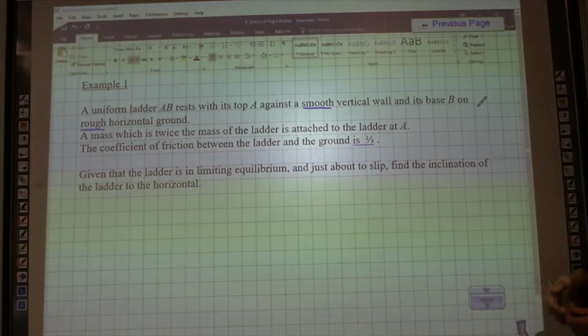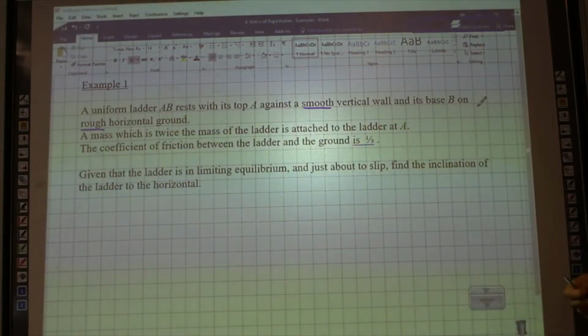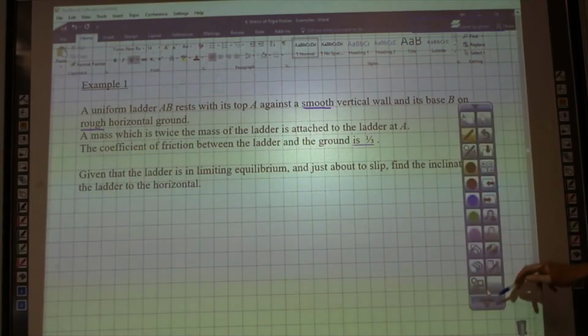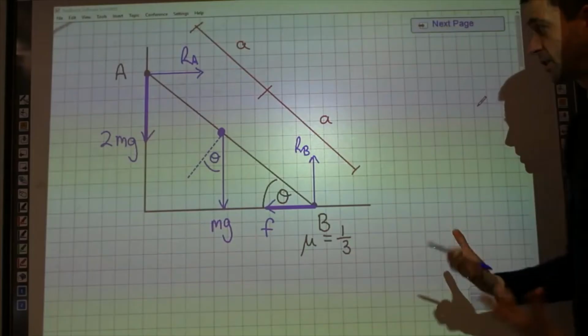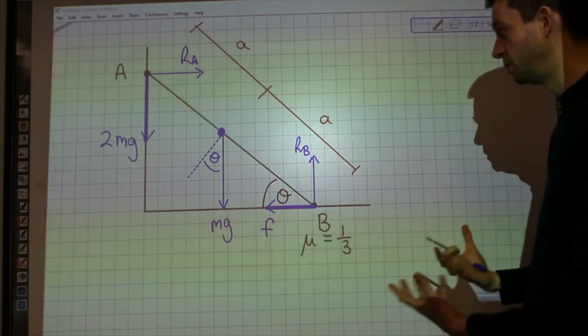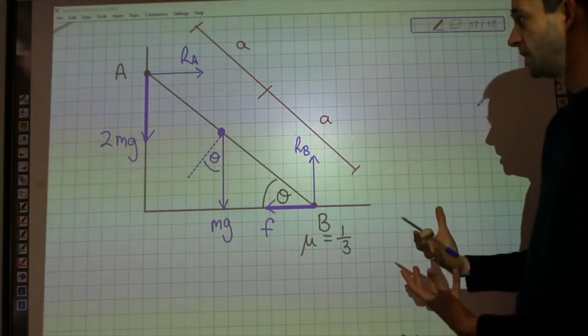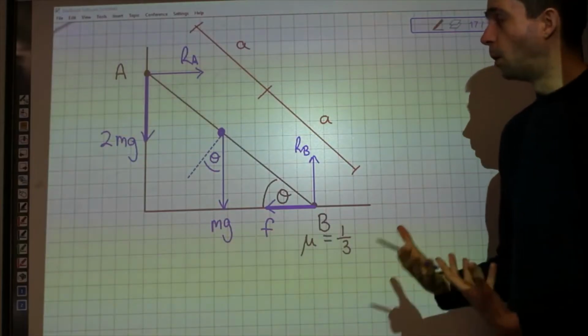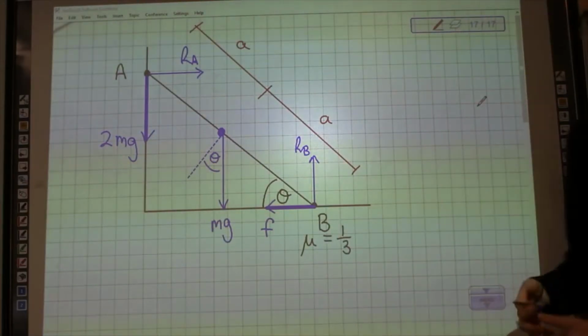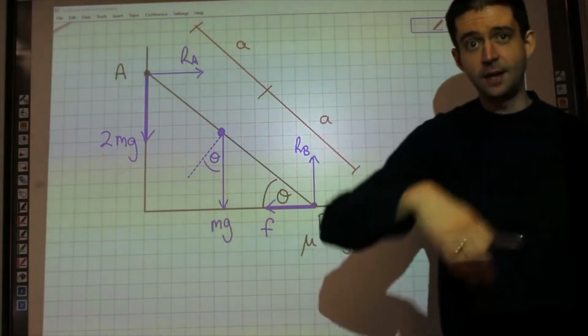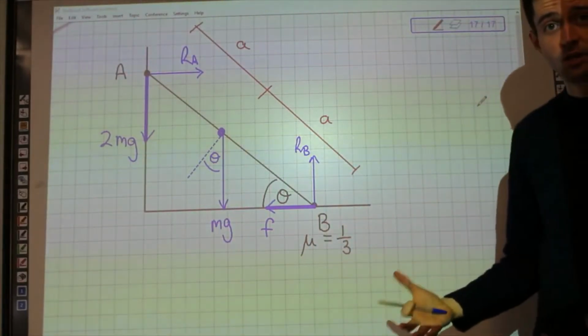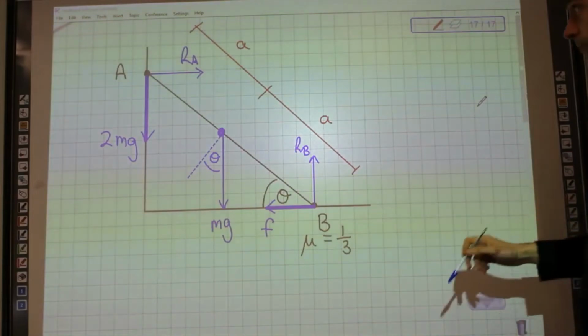So let's proceed to answer the question. Given that the ladder is in limiting equilibrium and just about to slip, find the inclination of the ladder to the horizontal. So this is quite tough because we haven't been given any kind of scaffolding in the question, told what to do first, where to go with this. So what we're going to do is go through our checklist: we're going to do a moments, resolve vertically, resolve horizontally, and see which of those equations gives us what we want to know.